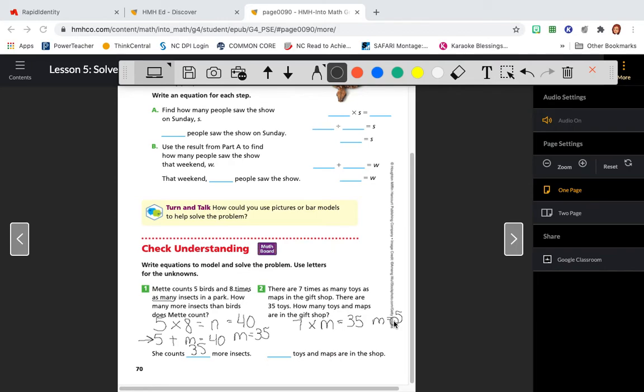So now that we have that information, we need to figure out the rest of our problem. How many toys and maps? Well, we know that there were 35 toys, plus we found out there were 5 maps, for a total of 40. So there were 40 toys and maps in the shop. Okay, make sure your answers are complete.